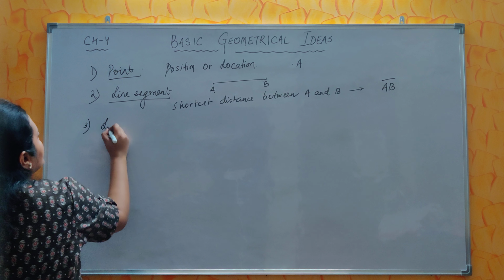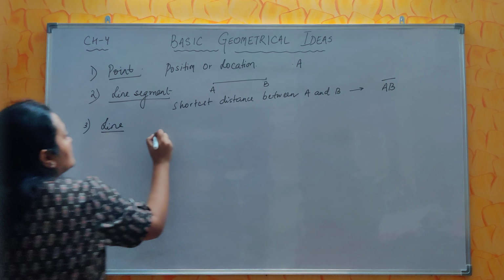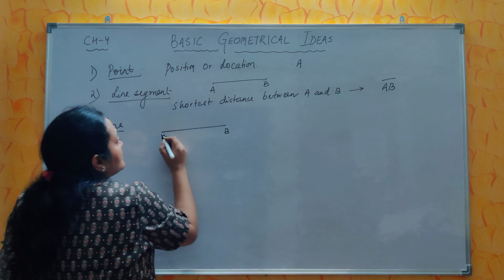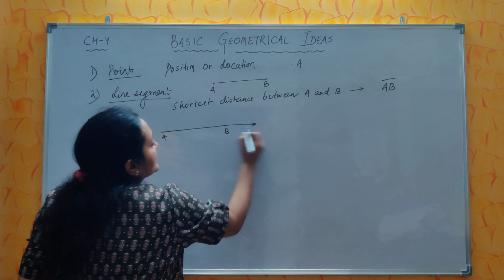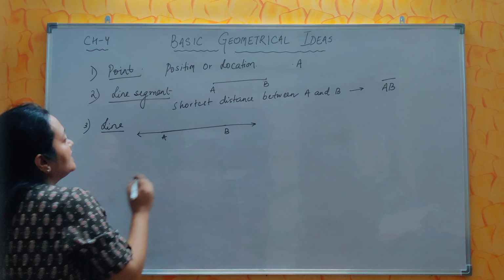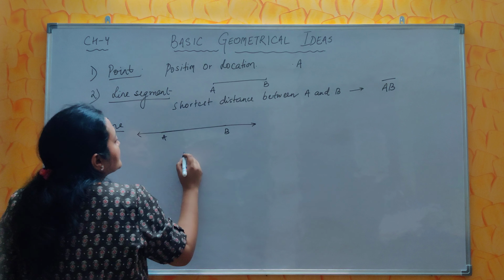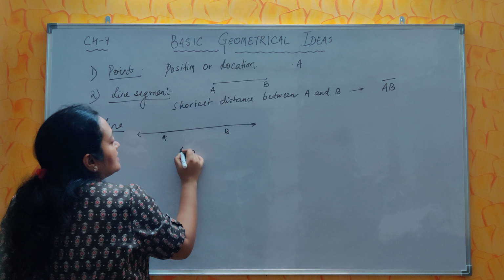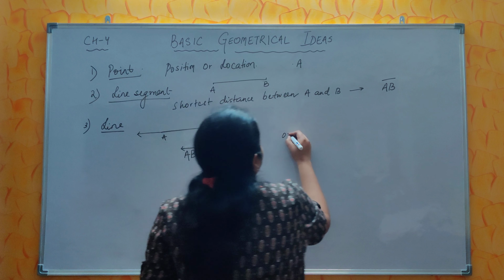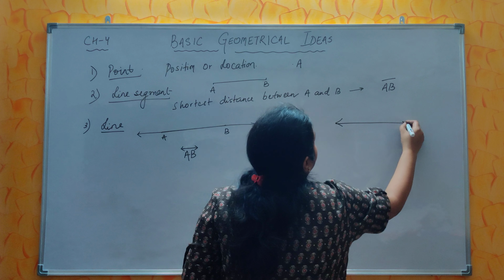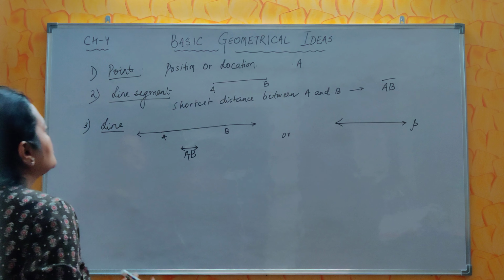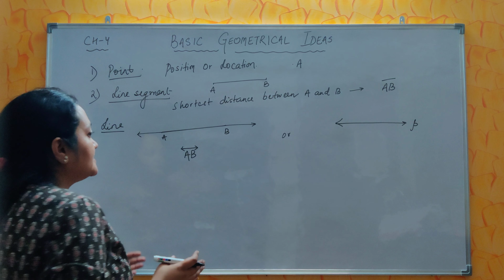Next topic is line. If this is a line segment, then a line is something which can be extended infinitely towards both the directions. This is a line and it is represented by AB and this symbol. Also a line can be represented by a small alphabet, say P. These are the two ways in which a line can be represented.